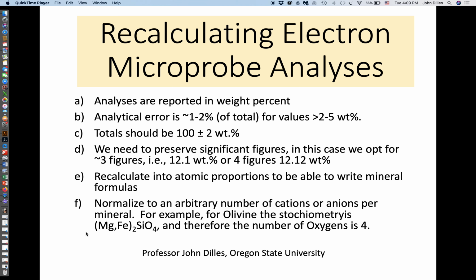We recalculate into atomic proportions to be able to write mineral formulas. And then we normalize to an arbitrary number of cations or anions per formula. For example, for olivine, the stoichiometry is (Mg,Fe)2SiO4, and therefore the number of oxygens is 4 in the normalization.